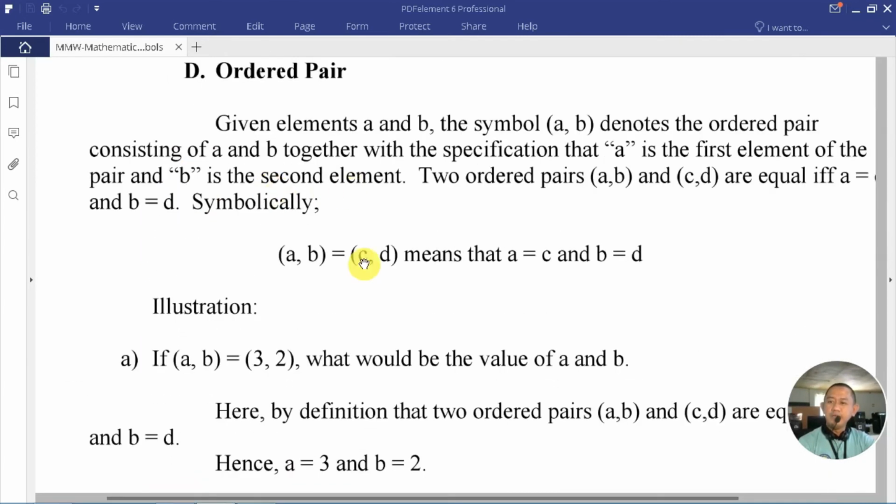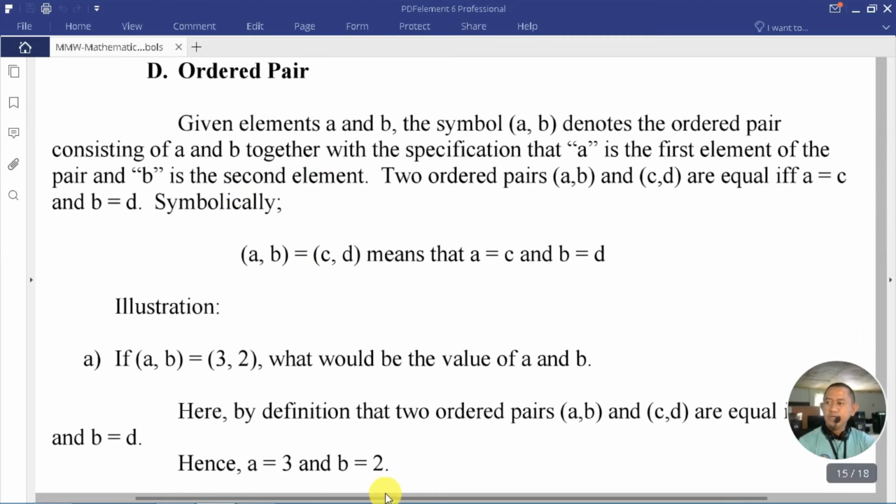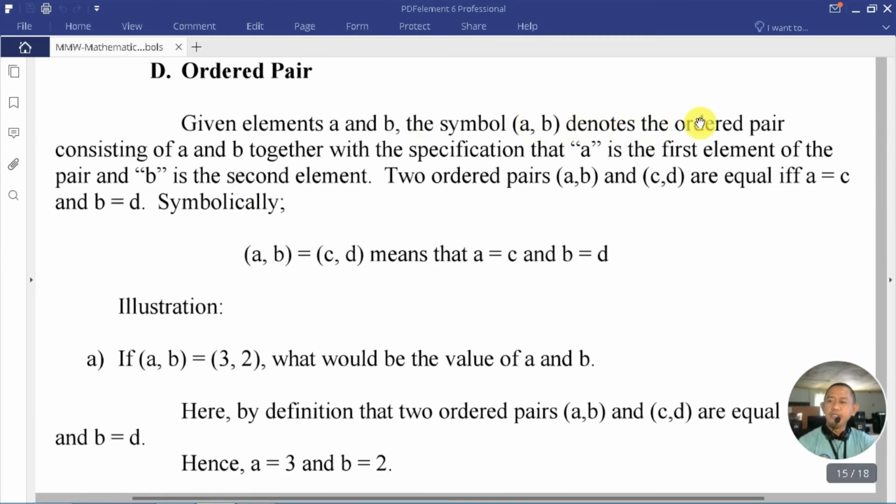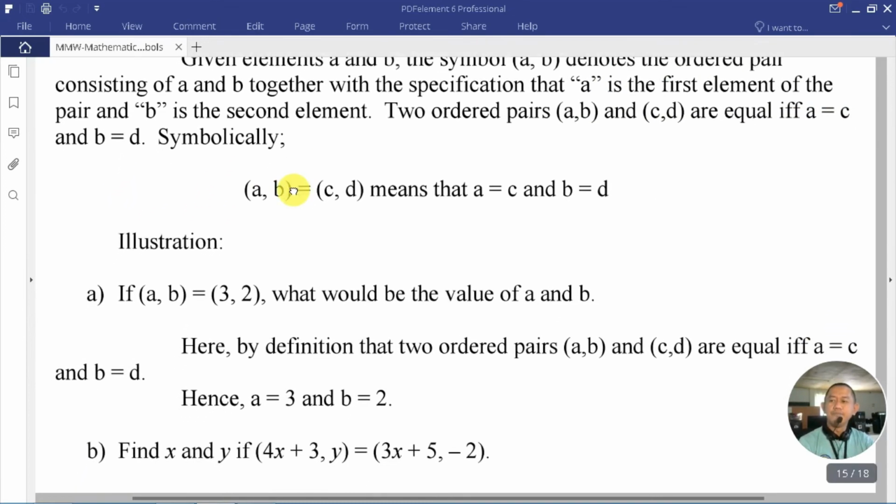Now, given elements A and B, the symbol (A, B) denotes the ordered pair. So, kaning partner-partner na siya. Consisting of A and B together with the specification that A is the first element of the pair and B is the second element. Two ordered pairs (A, B) and (C, D) are equal if and only if A is equal to C and B is equal to D.